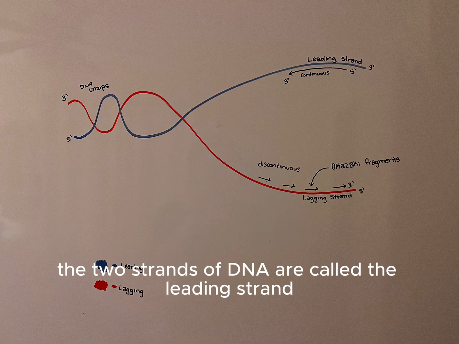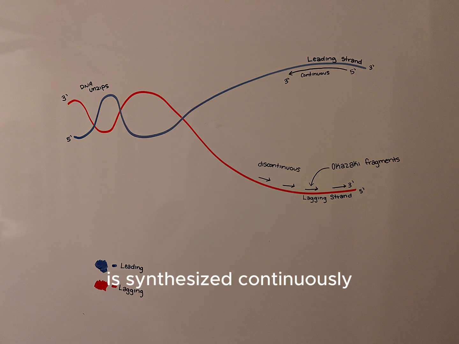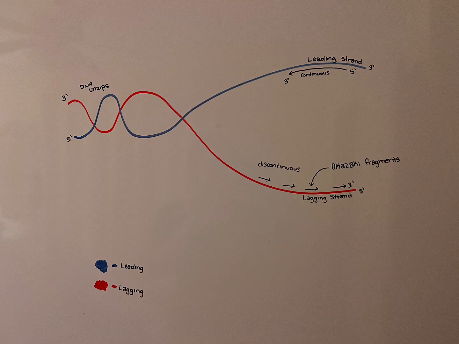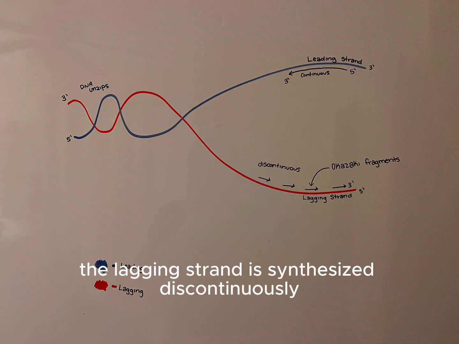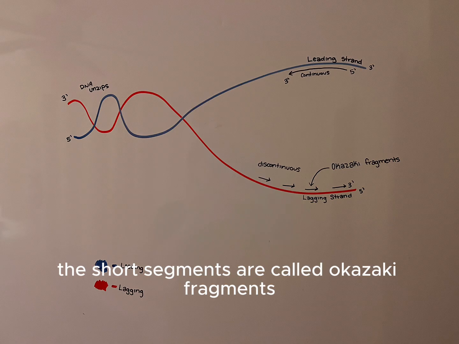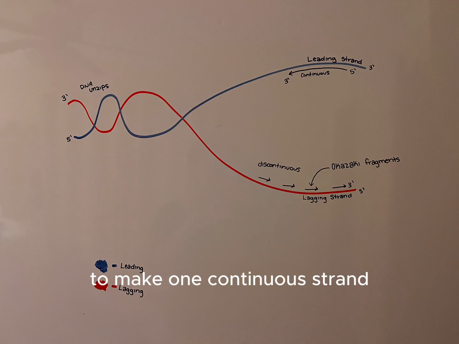The two strands of DNA are called the leading strand and the lagging strand. The leading strand is synthesized continuously towards the replication fork because it runs in the correct direction for DNA polymerase. The lagging strand is synthesized discontinuously away from the replication fork in short segments. The short segments are called Okazaki fragments and are later glued together by DNA ligase to make one continuous strand.